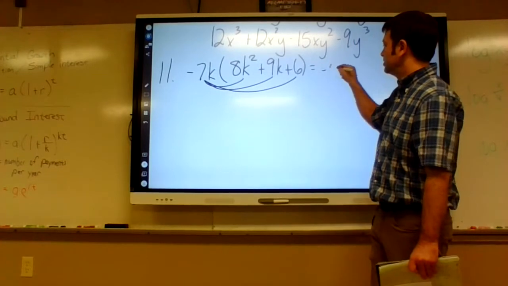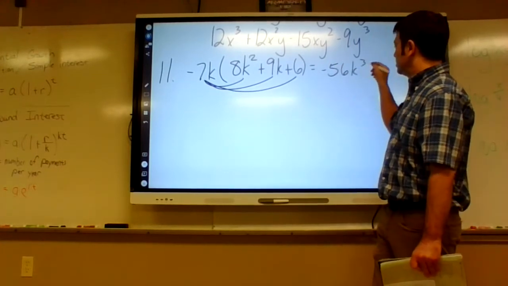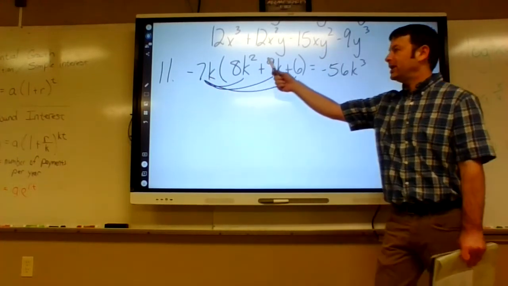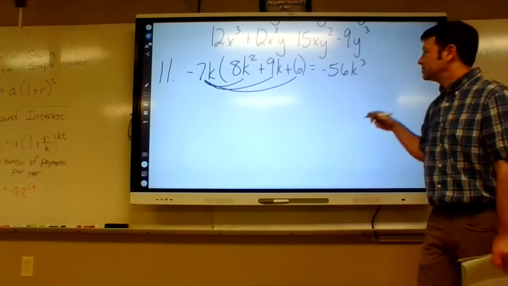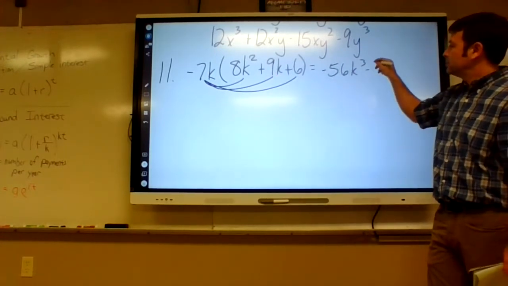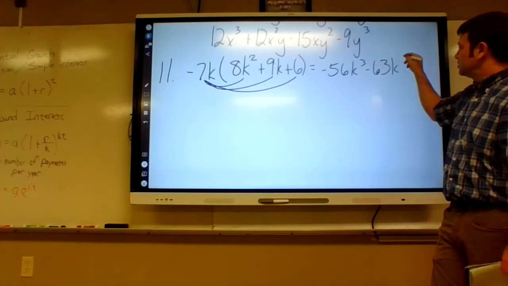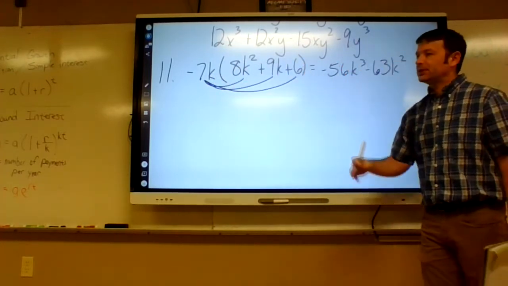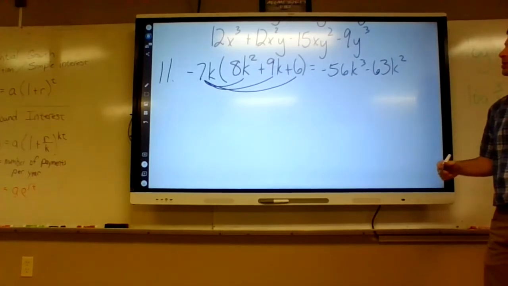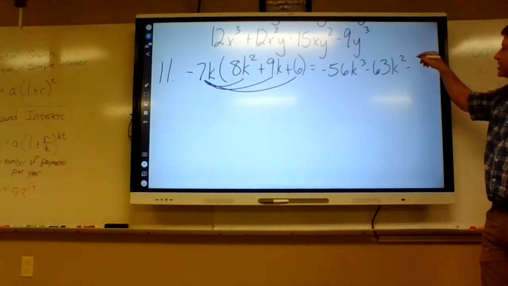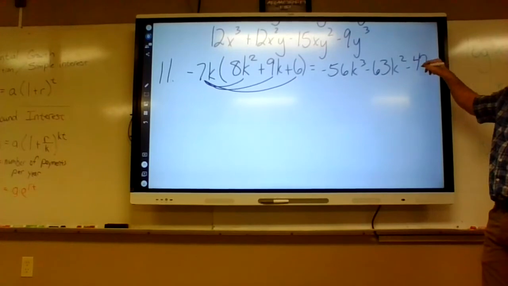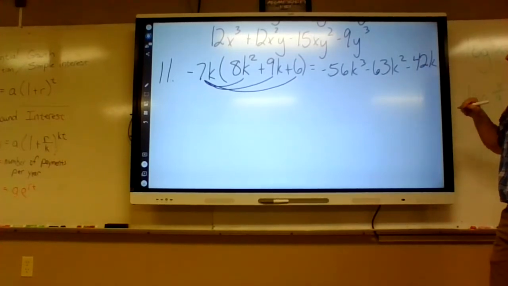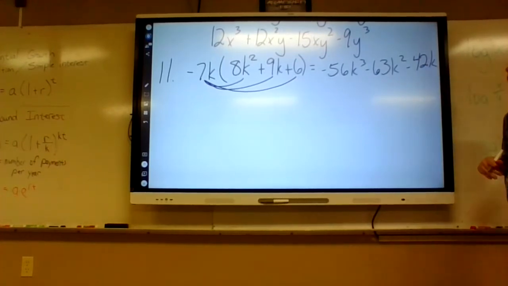Negative 56. Okay, negative 7k times 9k. Negative 63. And negative 7k times 6. I heard somebody say it very quietly. I think negative 42, right? Okay.